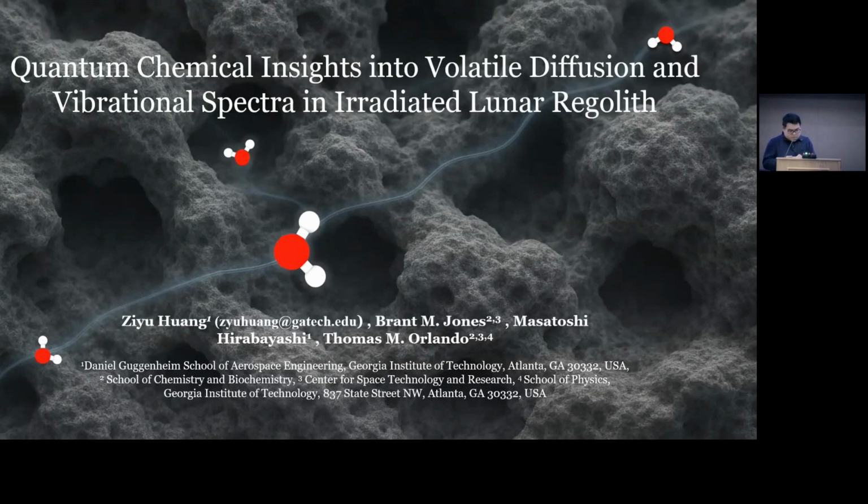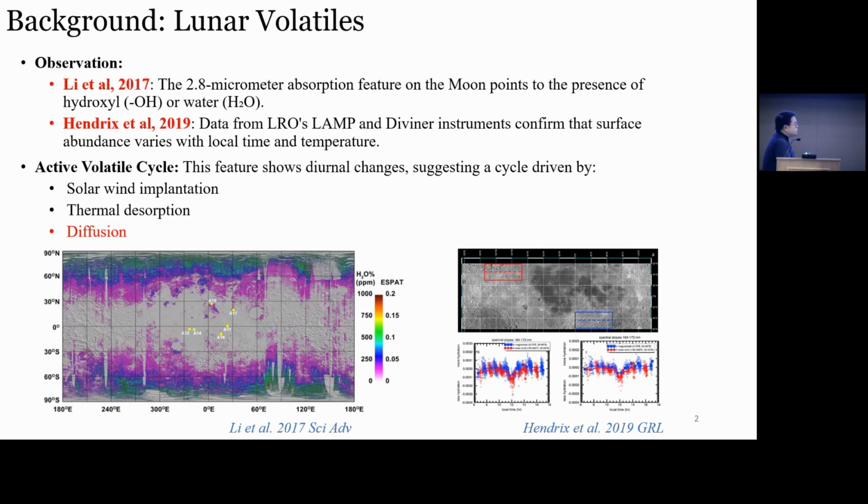And I will present our recent work on the quantum chemical investigation of volatile diffusion and also their vibrational spectra, especially in irradiated lunar samples. So first of all, a very brief introduction.